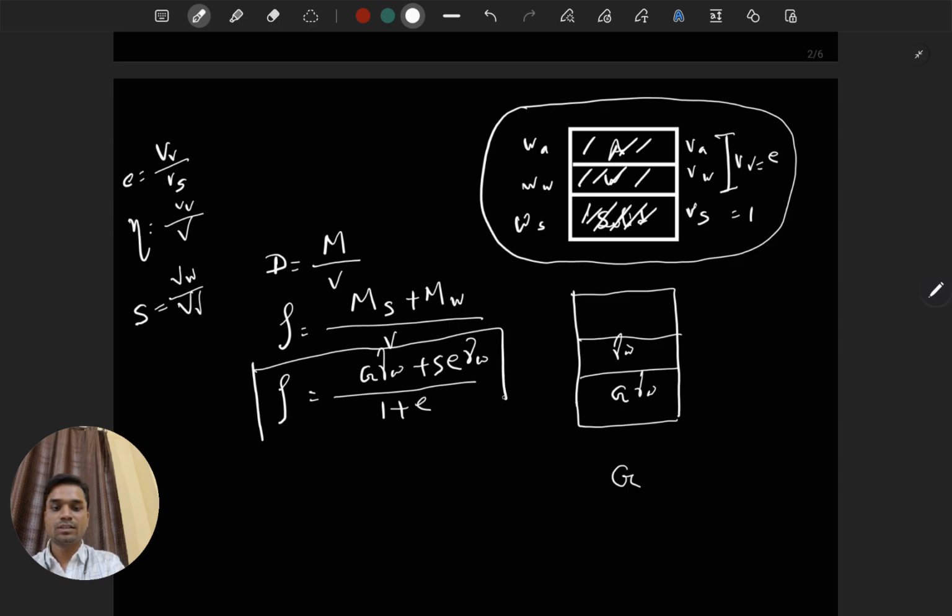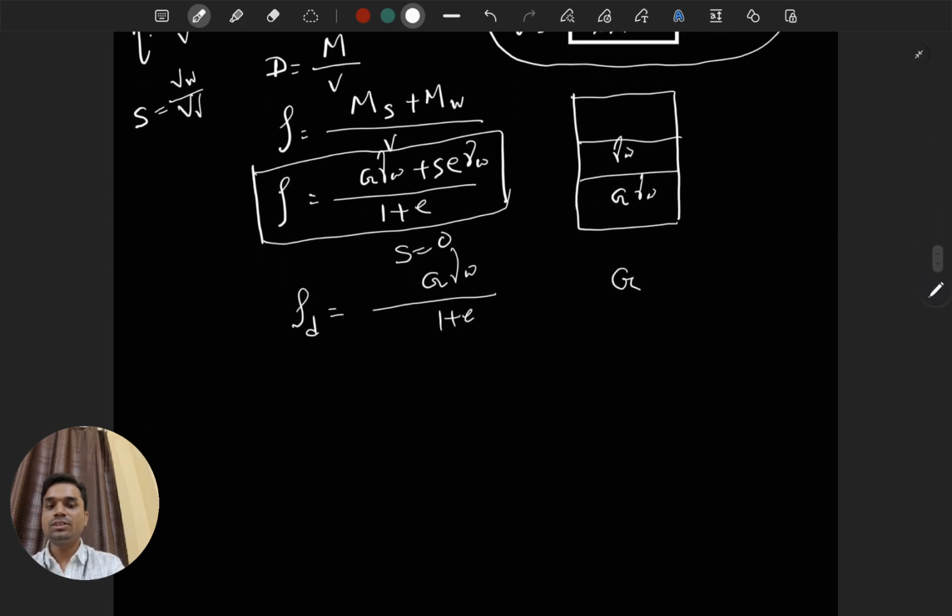This is your density. That's it. If it is dry soil, then S equals 0, and rho becomes rho D, which is G rho W by 1 plus e. Another equation completed. If it is saturated, there must be some e S.